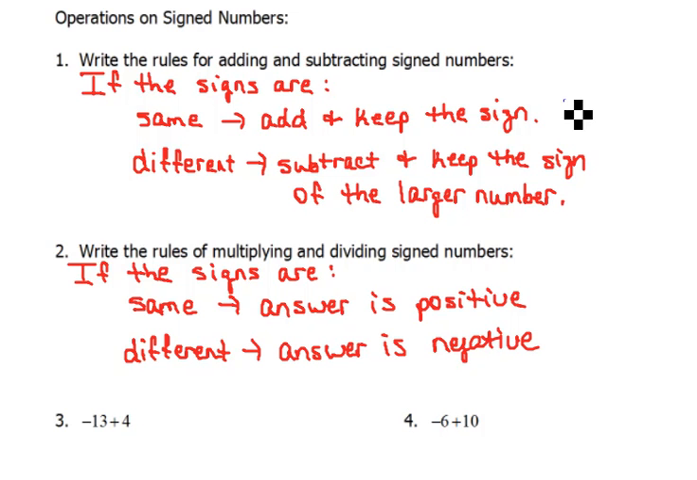For instance, if you had 3 plus 5 before, you knew that the answer was 8. The signs were the same, so we added and we kept the sign the same. They're both positive, so our answer is positive.